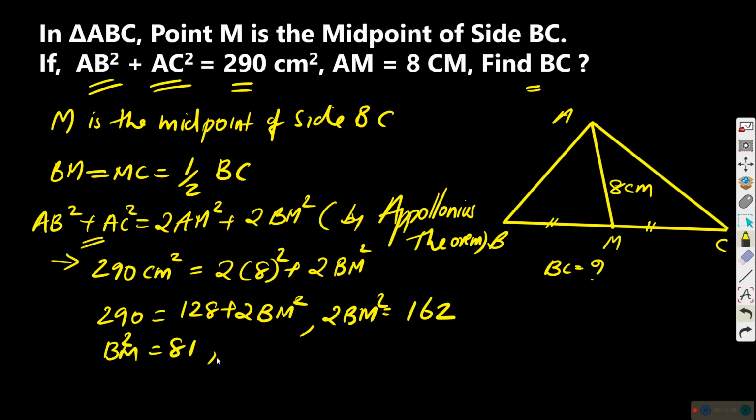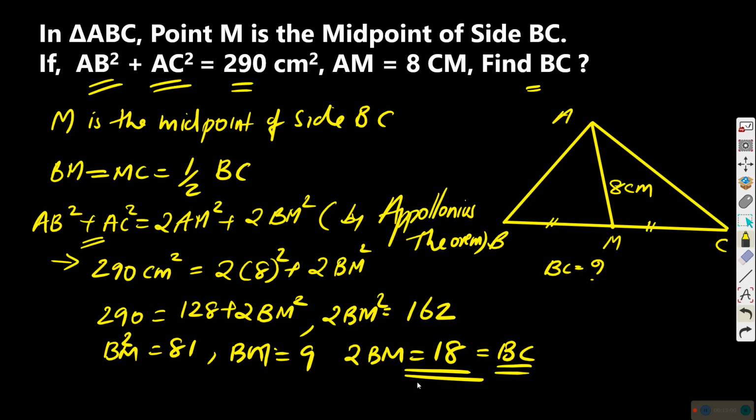That means BM square is equal to 81. BM is equal to 9, right? So we got 9 as BM, so twice of that, 18 centimeter, will be BC, which is asked. You can stop the video and understand how we reach the conclusion for BC. So you may stop and go back and get the idea. And you'll go to another sum.